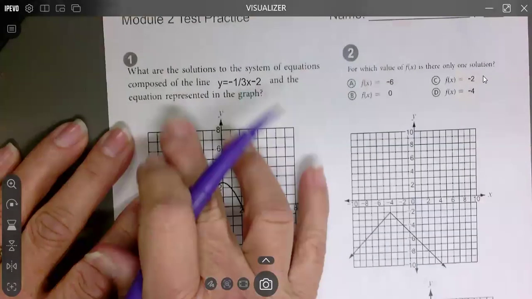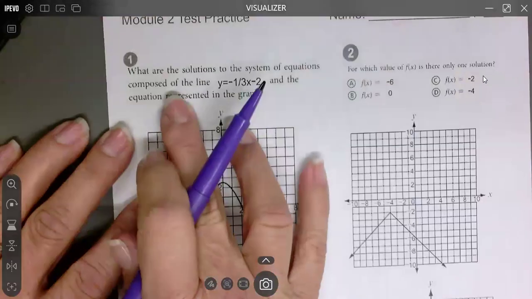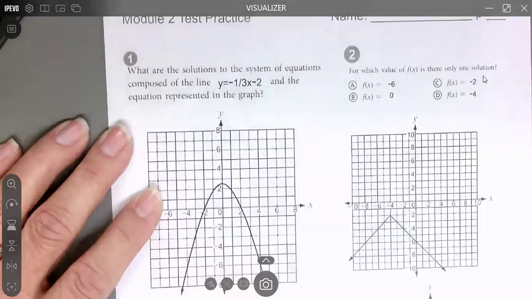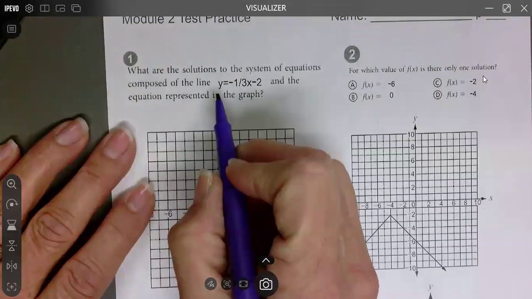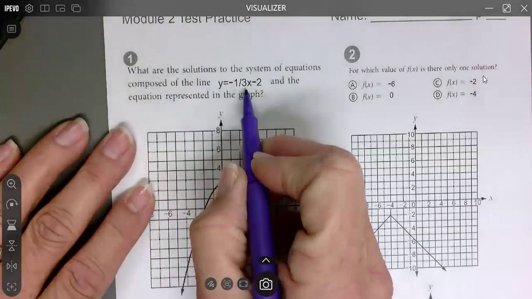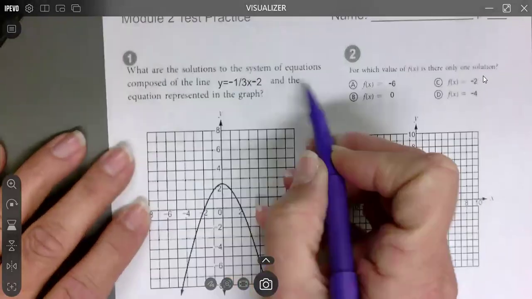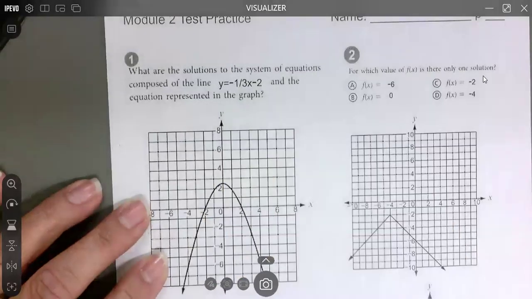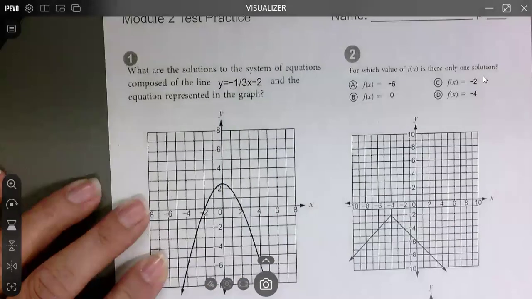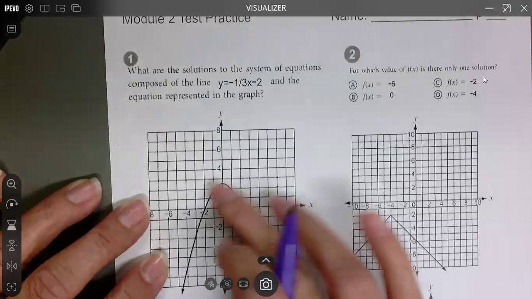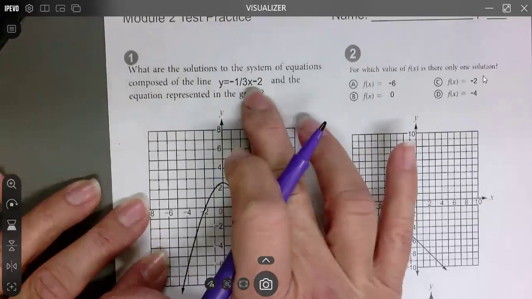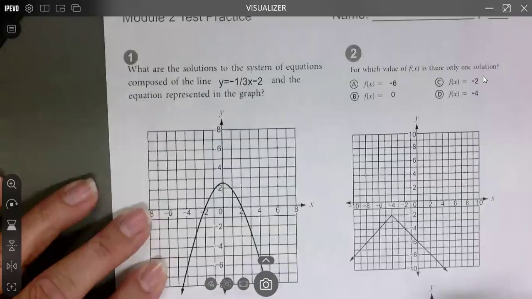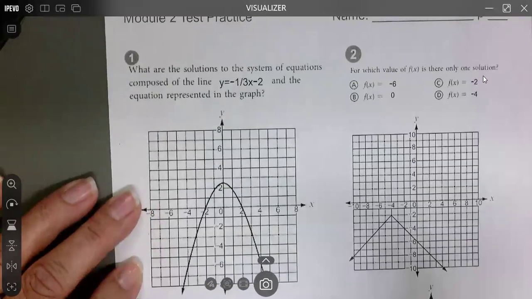It says, what are the solutions to the system of equations composed of the line y equals negative 1/3 x minus 2 and the equation represented in the graph? So basically what they're saying is that they have already graphed this parabola, and now we need to graph this line and see where the two touch. And our answer is going to be where the two touch.